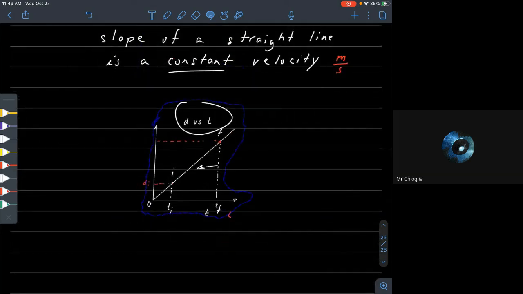Same graph, except now I'm going to change it slightly. It's still a position time graph. I'm going to change it so it looks like this. Instead of a straight line, it's going to be a curve in places.